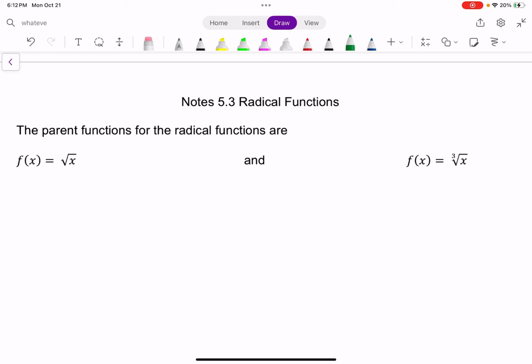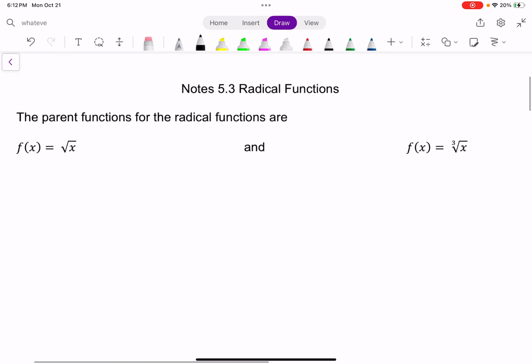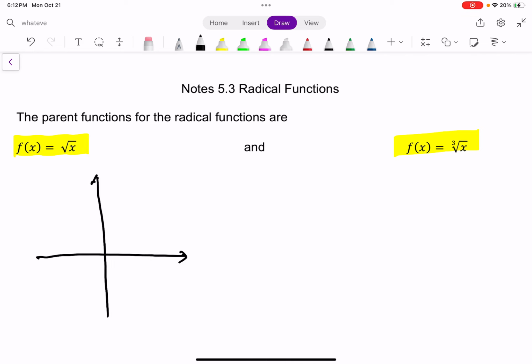All right, class, welcome to section 5.3, radical functions. So again, if you do remember from our library of functions I gave you back in section 1.3, the two radical functions that we discussed were the square root and the cube root function. So let me remind you of what those graphs looked like.